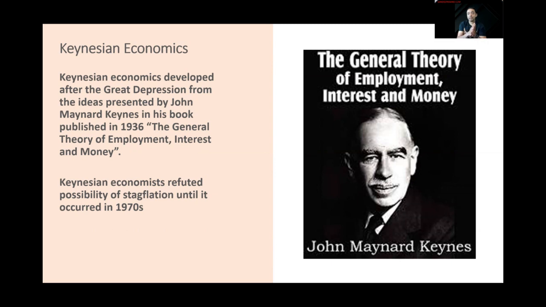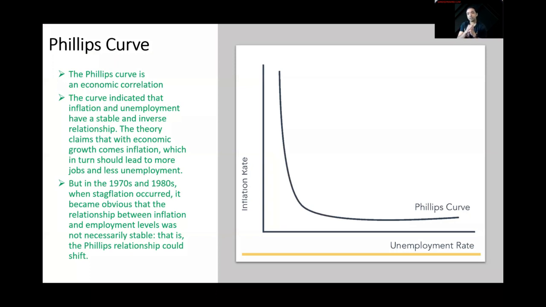Now, they refuted the existence or the possibility of stagflation until it occurred in 1970 because there was no precedence. Until it occurred in 1970, Keynesian economists refuted the potential existence of stagflation. The reason for that is also attributed to something called the Phillips curve, which is a mapping or a graph between inflation rate and unemployment rate. The Phillips curve is an economic correlation, and it indicated that inflation and unemployment have a stable and inverse relationship. So they are inversely related, inversely proportional.